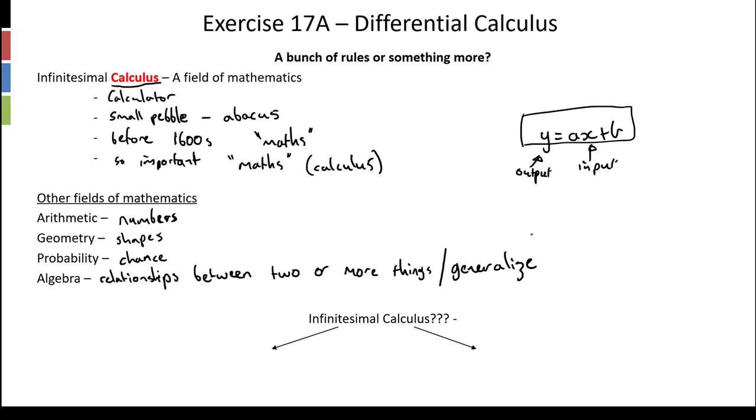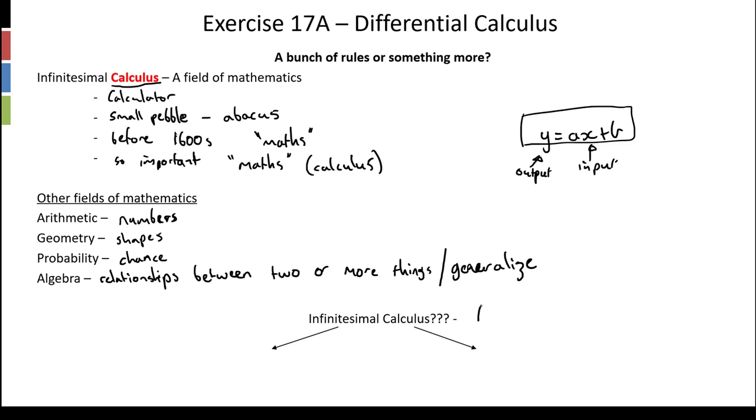We can put in any type of Celsius, any degree in Celsius, and it'll give us the equivalent in Fahrenheit. It's not just a one-off, it allows repeat use and a bit of variability. So there's some fields of mathematics. That leads us to, what is infinitesimal calculus about?